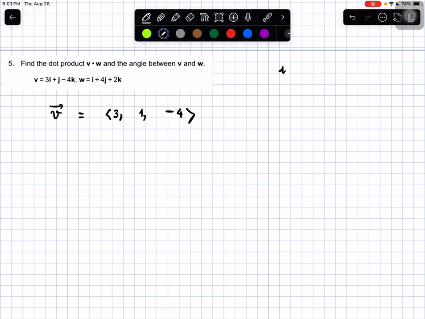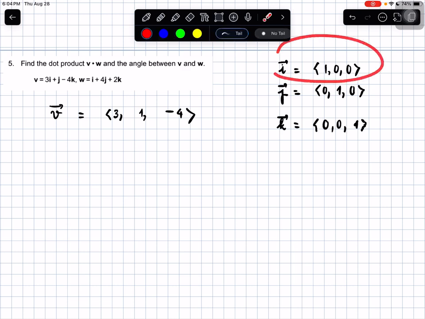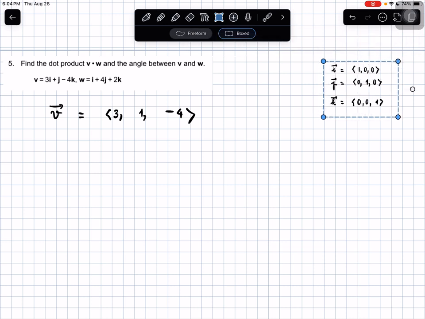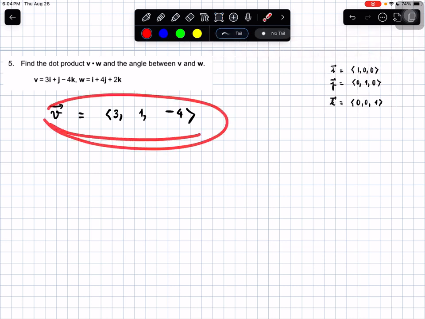You remember that vector i is the vector 1, 0, 0. The unit vector points in the direction of the x-axis. j is the vector 0, 1, 0, and k is the vector 0, 0, 1. So they correspond to the x-axis, y-axis, and z-axis. So these are vectors i, j, k, and that's why we can write down v in either this form or this form.